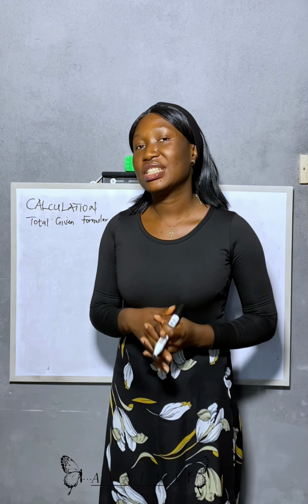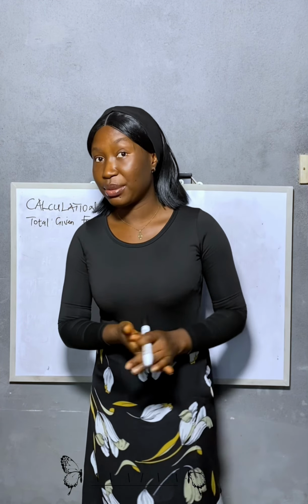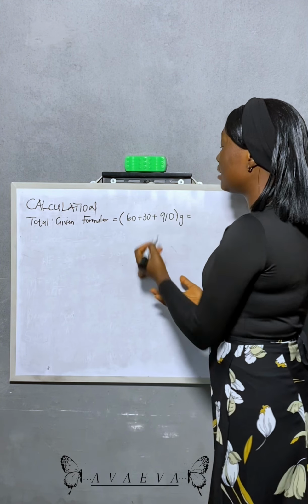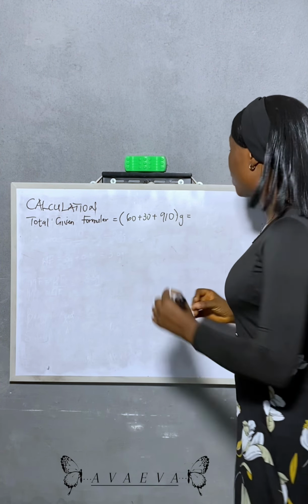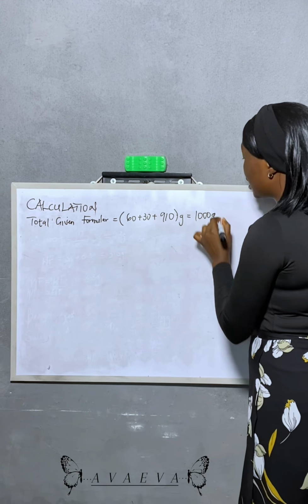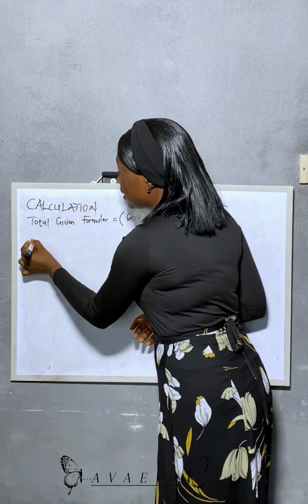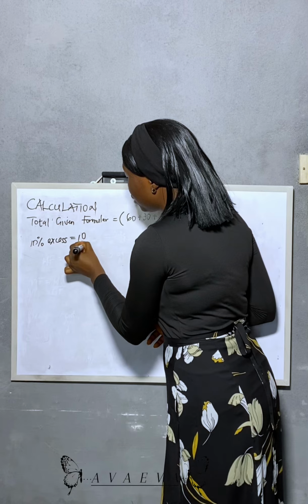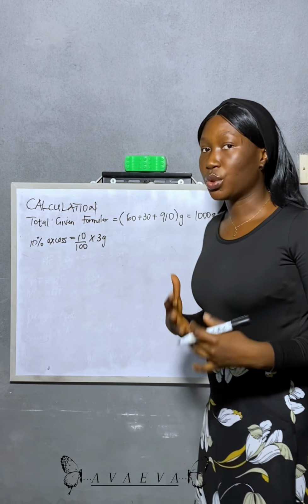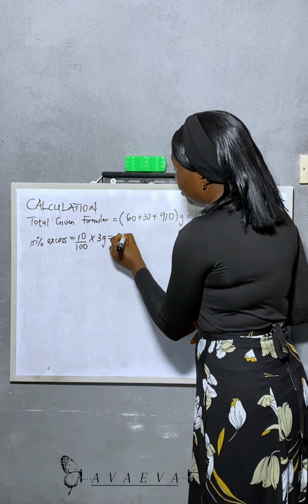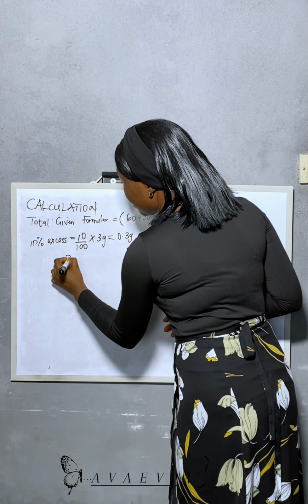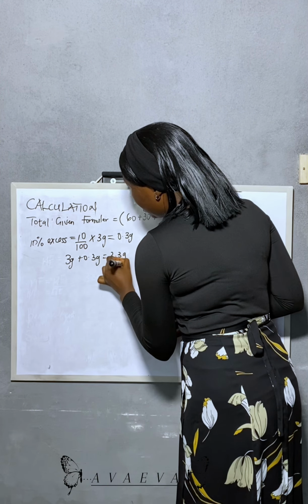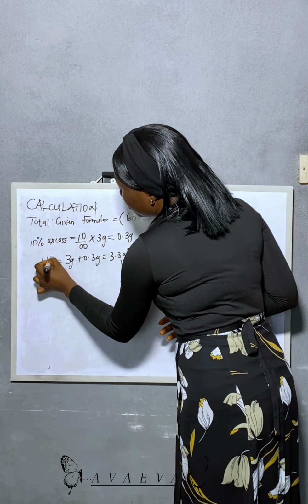For our calculation, just like we already established in the previous episode, you would preferably like to start with your total given formula. Here we have 60 plus 30 plus 910 grams to give you 1000 grams. Secondly, you calculate your 10% excess, and you have it as 10 divided by 100 times 3 grams, as that was what you were asked to send. So you have 0.3 grams. You go right ahead to add 3 grams plus 0.3 grams to give you 3.3 grams. This is your working formula.